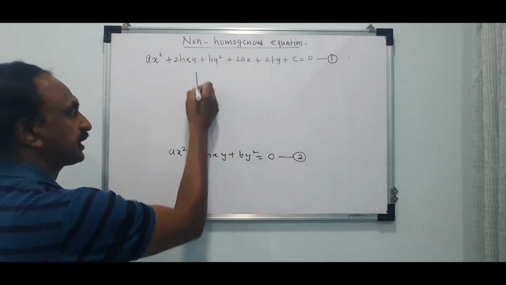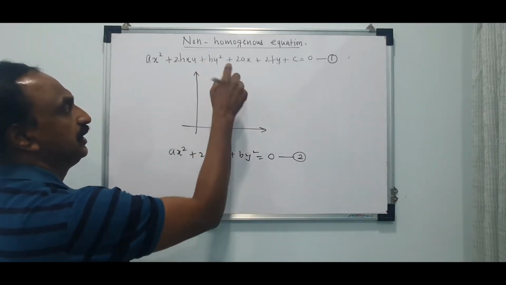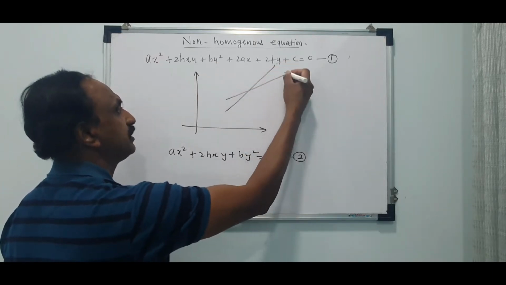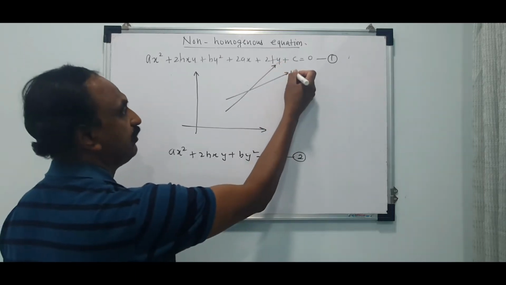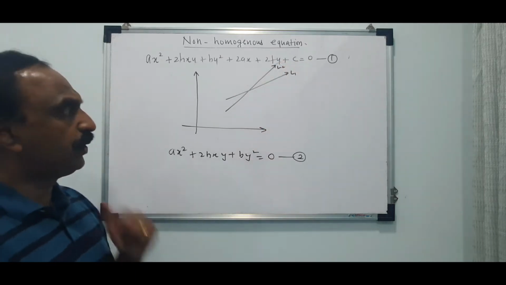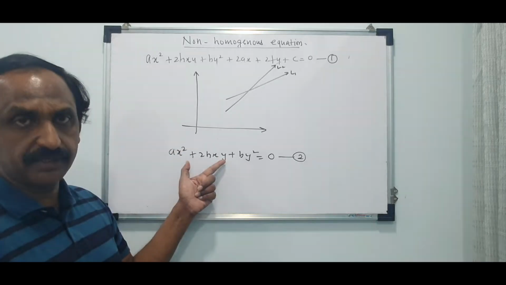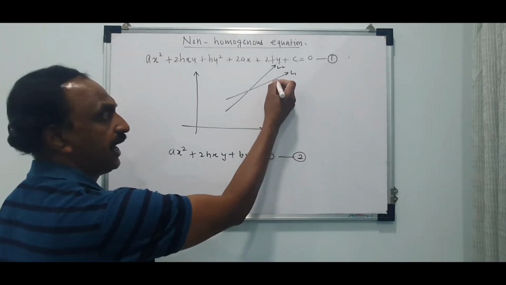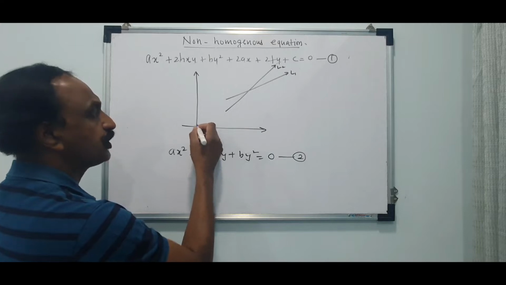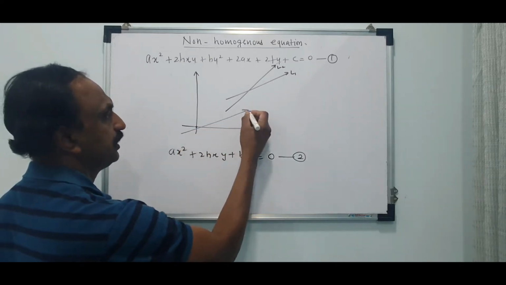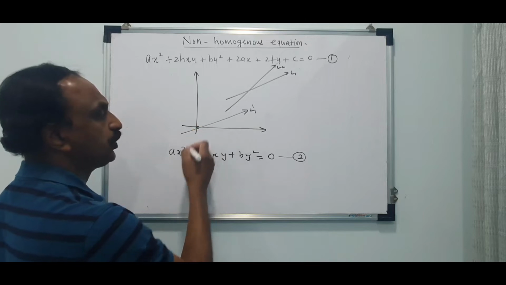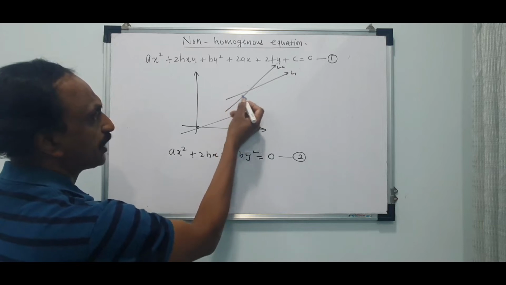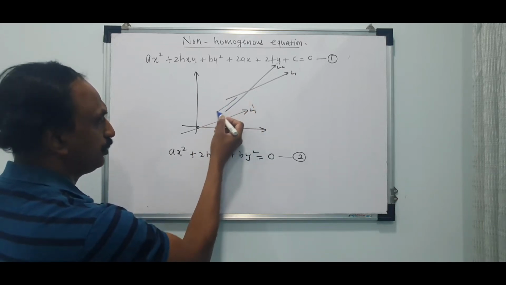First I am drawing the sketch of the first pair of lines. I am assuming this is representing a pair of lines. If it represents a pair of lines, let's imagine it to be like this. Let's call this L1 and this L2. Then to sketch the pair of lines represented by equation 2, I should draw a line parallel to L1 passing through the origin, something like this. This L1 dash is passing through the origin and parallel to L1. I need to draw L2 dash passing through the origin and parallel to L2.